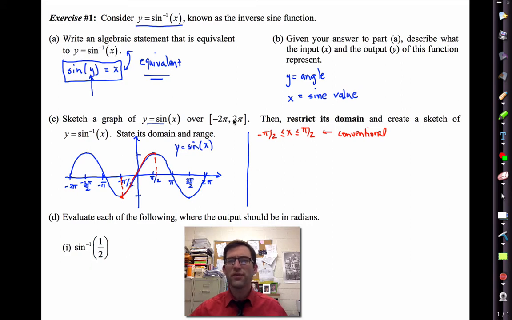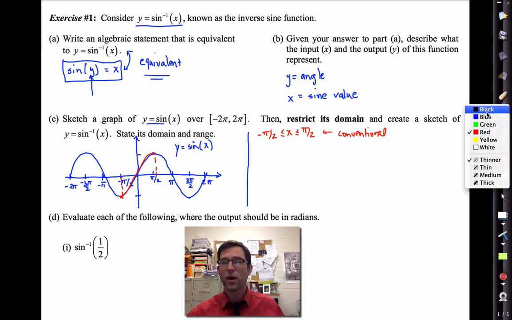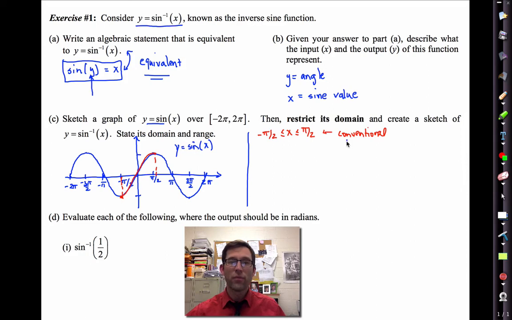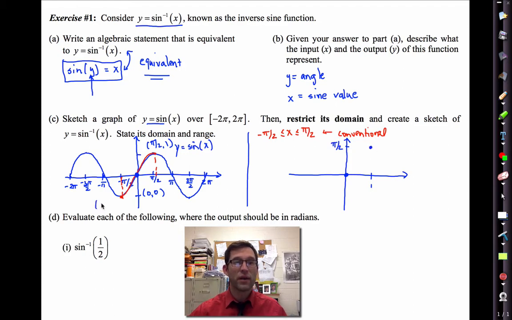So now let's create the graph of inverse sine. Now, as you well know, to create the graph of an inverse, what you do is you just flip-flop ordered pairs. And there's three that are very easy. I can take the ordered pair 0, 0, and of course I can plot it as 0, 0. Here I could take the ordered pair π/2, 1 and plot it as 1, π/2. And I could take the point -π/2, -1, and I could plot it as the point -1, -π/2.